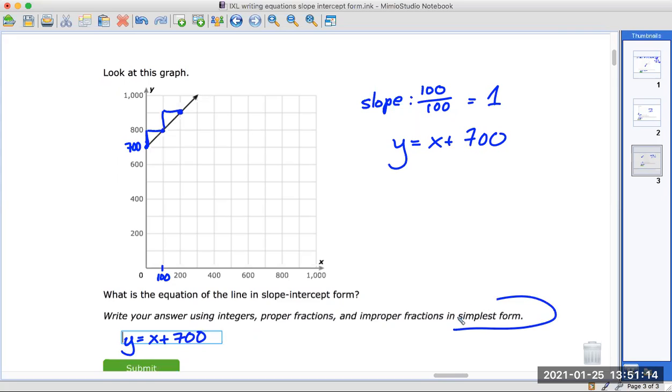Now remember that the question here will tell you to write your answer using integers, which are whole numbers, including negatives, or a fraction like 2 over 3, or an improper fraction like 5 over 6. I'm just coming up with examples, like 5 over 3. And simplest form means you want to reduce. So let's say it says 10 over 6. This is talking about your slope. Then you would write 5 over 3, simplest form. Otherwise it'll mark you wrong.